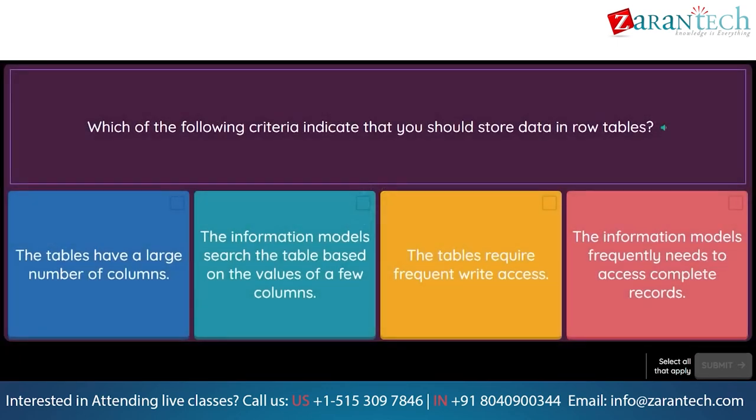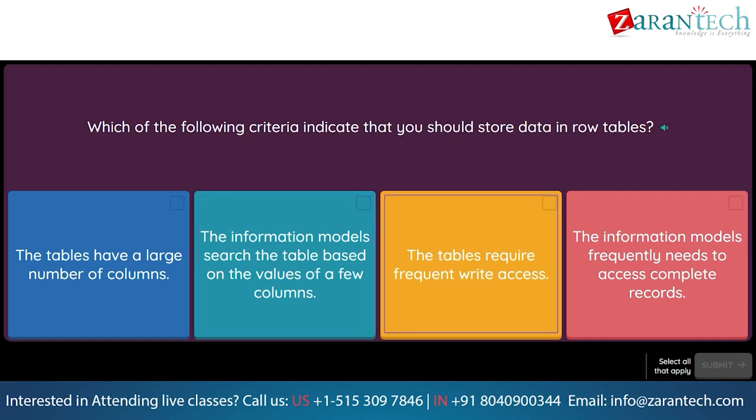Question: Which of the following criteria indicate that you should store data in row tables? Option 1: The tables have a large number of columns. Option 2: The information models search the table based on the values of a few columns. Option 3: The tables require frequent write access. Option 4: The information models frequently need to access complete records.